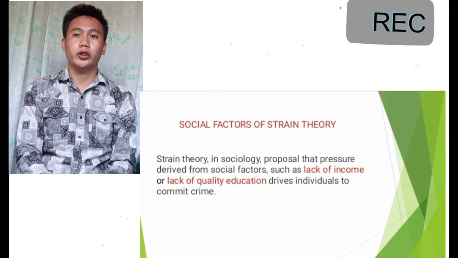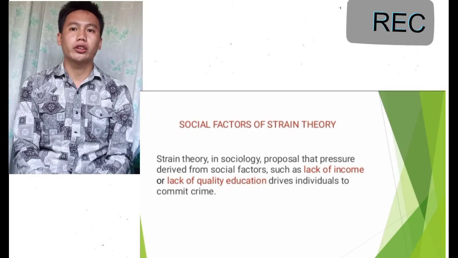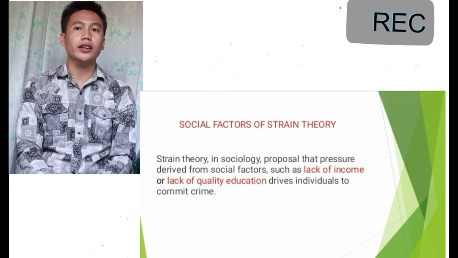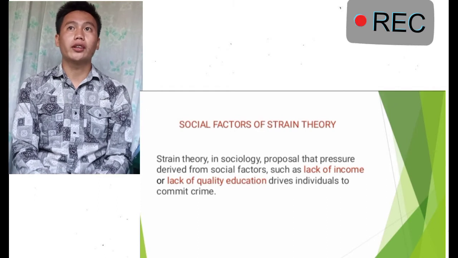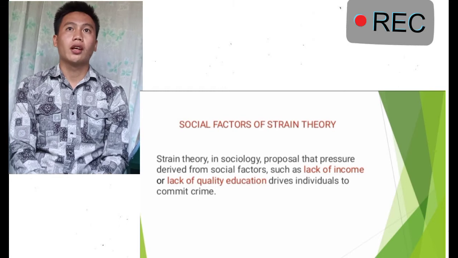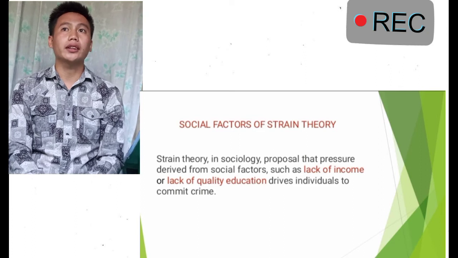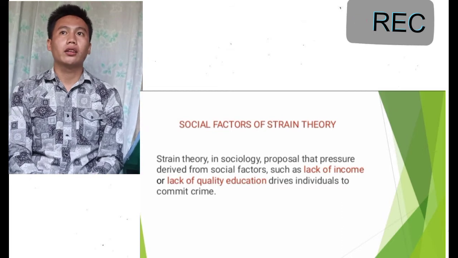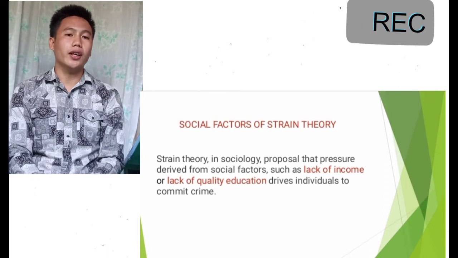Social factors of strain theory. Strain theory in sociology proposes that pressure derived from a social factor, such as lack of income or lack of quality education, drives individuals to commit crimes. Like what I've said before, there are different factors that intend or force people to commit crimes. Let's tackle the factor of lack of income. Since many people nowadays, and even before, are unemployed, they don't have money, so they commit crimes, unable to have it. Next is lack of quality education.